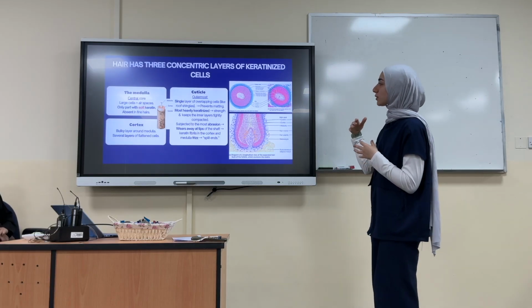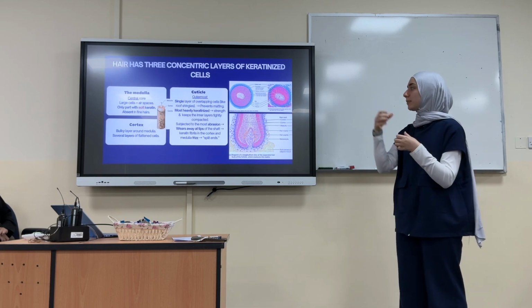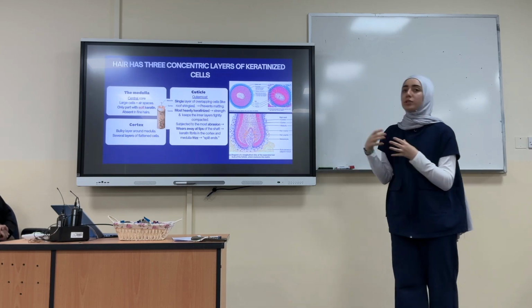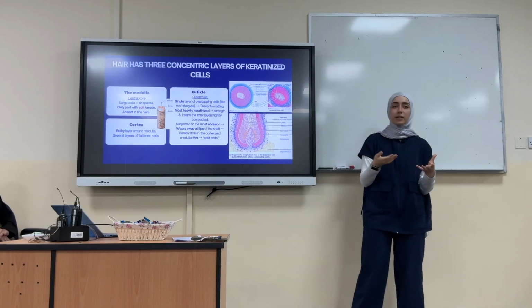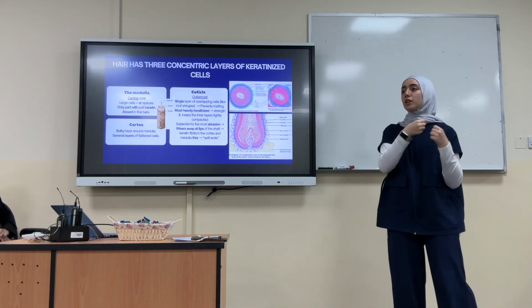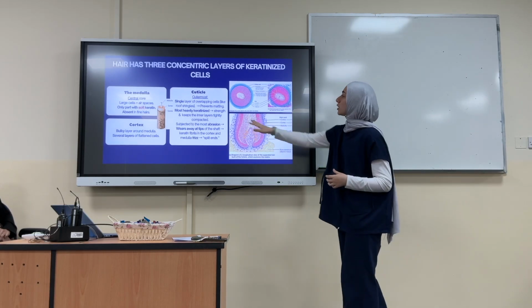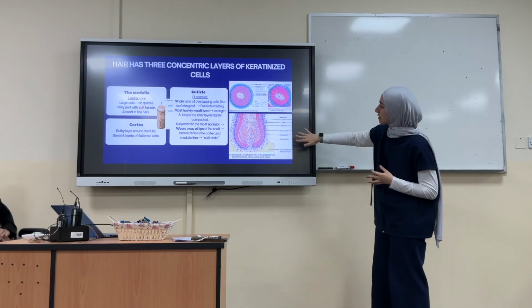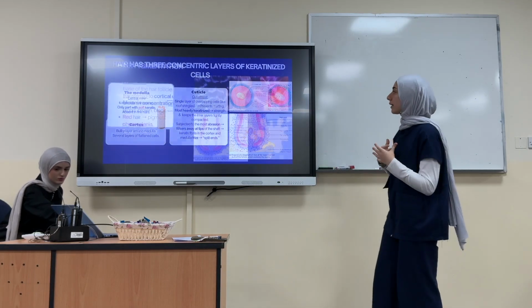Then we have the cortex. Cortex is basically more bulky, more thick than the medulla, and then we have the cuticle, which is there for protection. So usually when the cuticle is damaged or undergoing abrasion, you'd find that some people have split ends. Okay, and this is due to the damage of the cuticle.